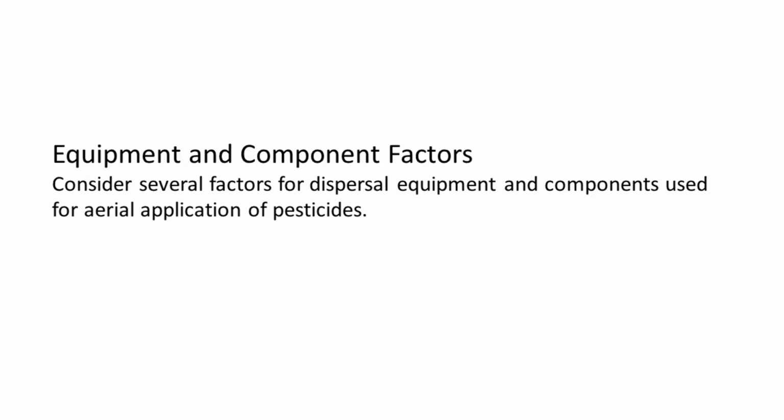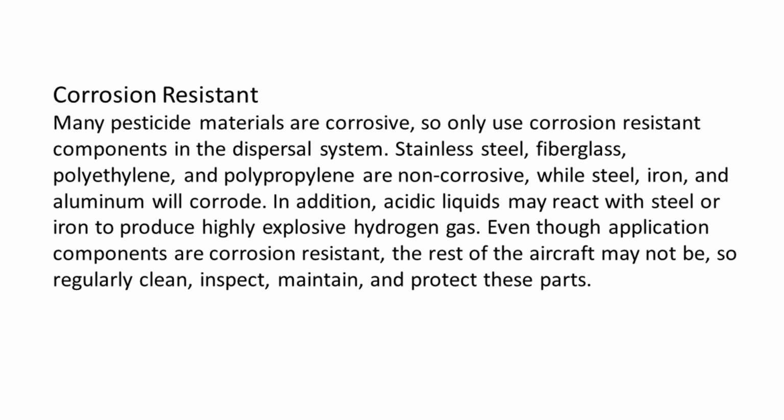Equipment and component factors. Consider several factors for dispersal equipment and components used for aerial application of pesticides. Corrosion resistant. Many pesticide materials are corrosive, so only use corrosion resistant components in the dispersal system. Stainless steel, fiberglass, polyethylene, and polypropylene are non-corrosive, while steel, iron, and aluminum will corrode. In addition, acidic liquids may react with steel or iron to produce highly explosive hydrogen gas.